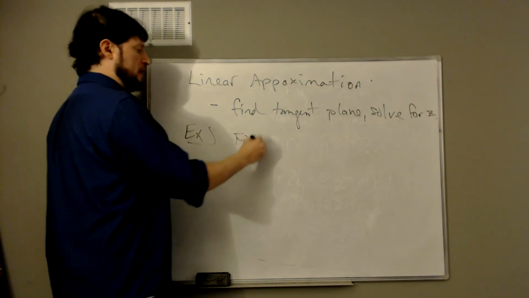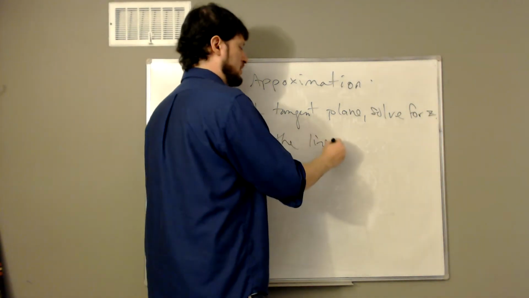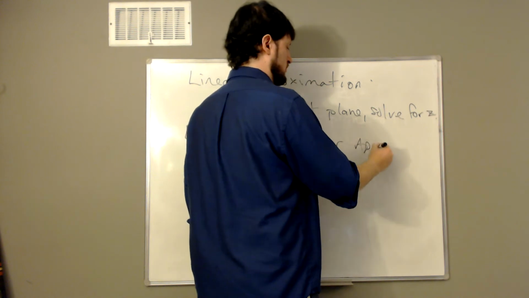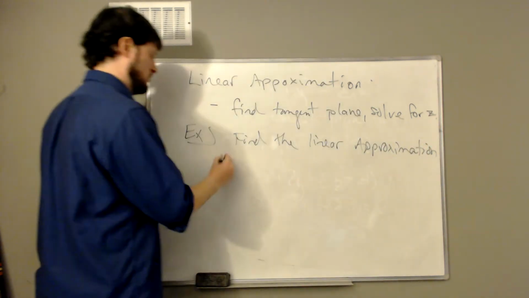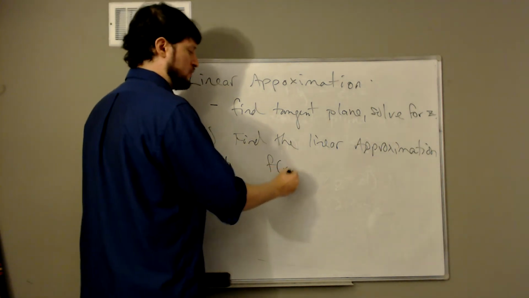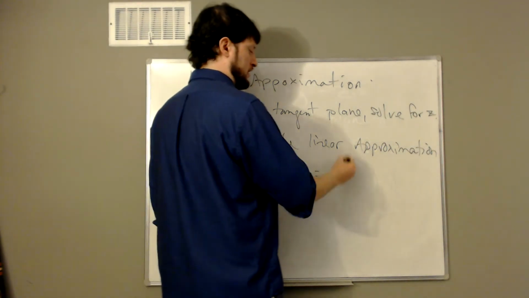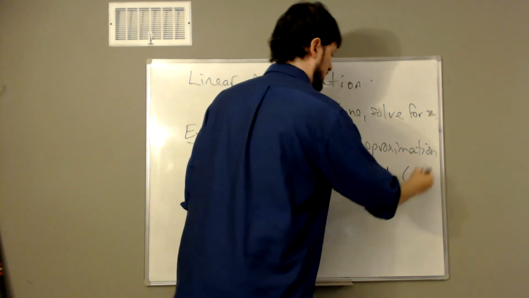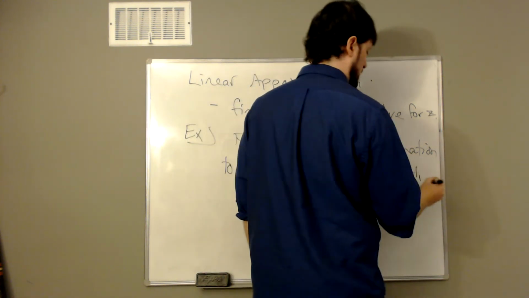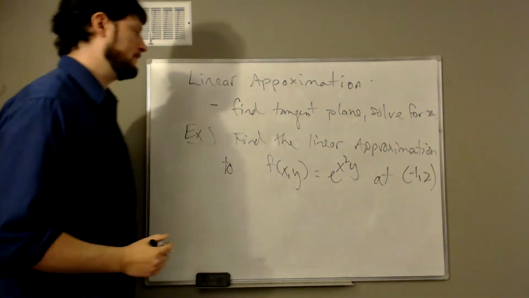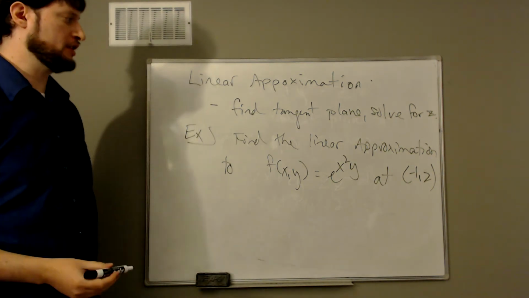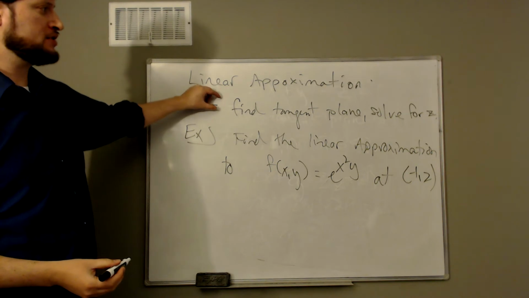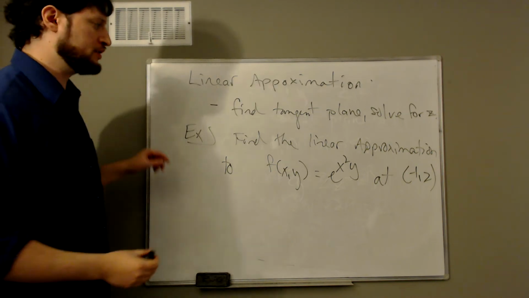So let's find the linear approximation to the function f(x,y) = e^(x²y) at the point (-1, 2). So we're doing the same thing. There's really nothing different. We're going to find the tangent plane, and then we're going to solve for z.